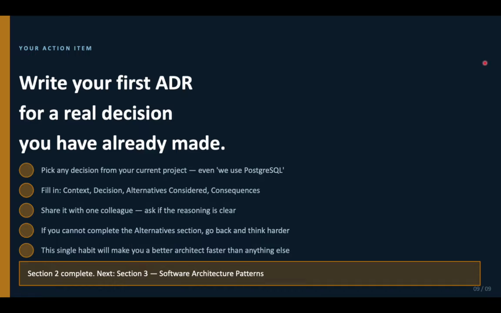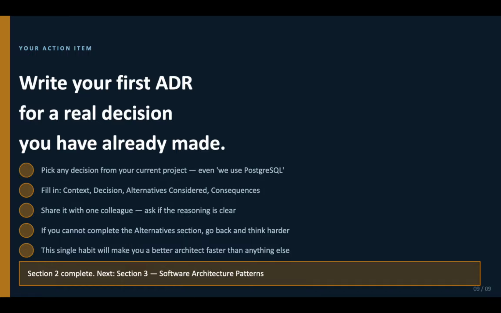If you struggle to fill in the alternative section, if you cannot remember what else you considered, so that is a sign that the original decision was not made carefully, and that is information. It tells you where to focus, right? So the alternatives section is the honest part. It is the part that proves your thought. An ADR without alternatives is just a journal entry. An ADR with well-reasoned alternatives is professional architecture documentation.